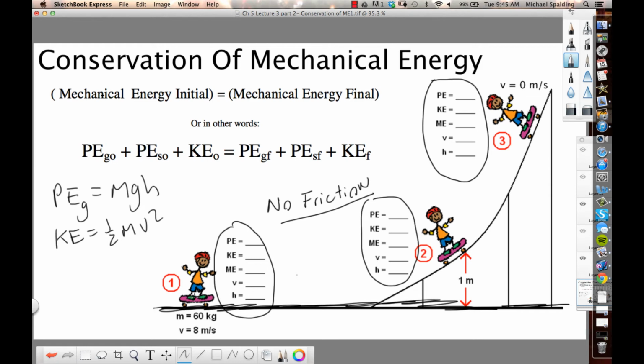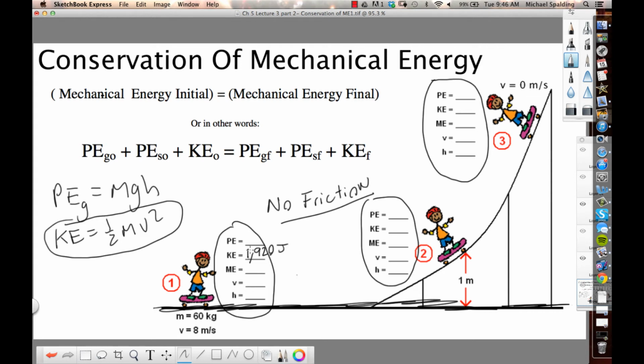So the kid starts here at the bottom. His mass is 60, including the skateboard. Somebody asked about that earlier. You can assume that it's kid plus skateboard. Velocity is 8. So we can find his kinetic energy. How do we get his kinetic energy? Plug into 1/2 mv squared. That's the equation for kinetic. So this comes out as 1,920, I believe.